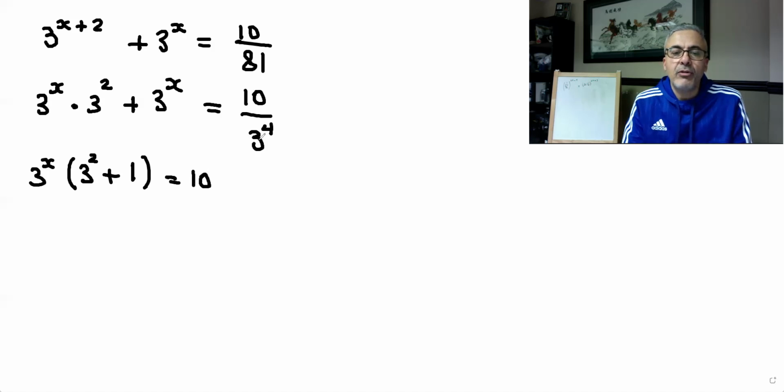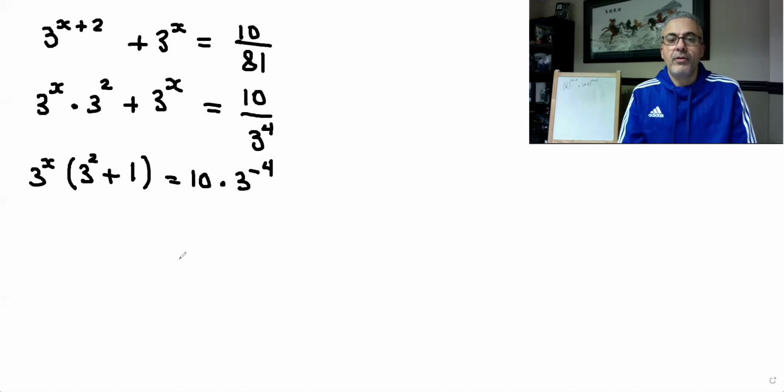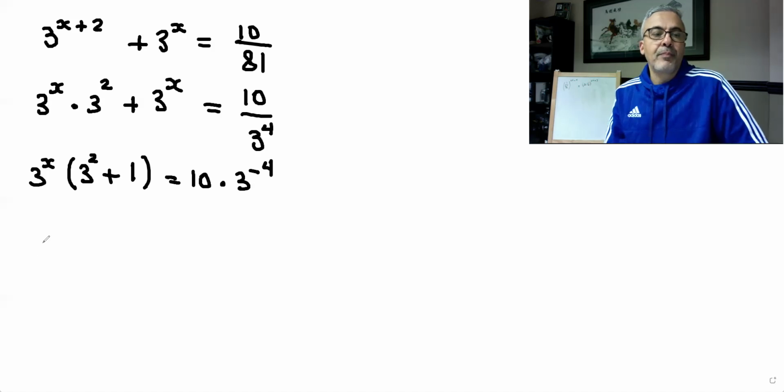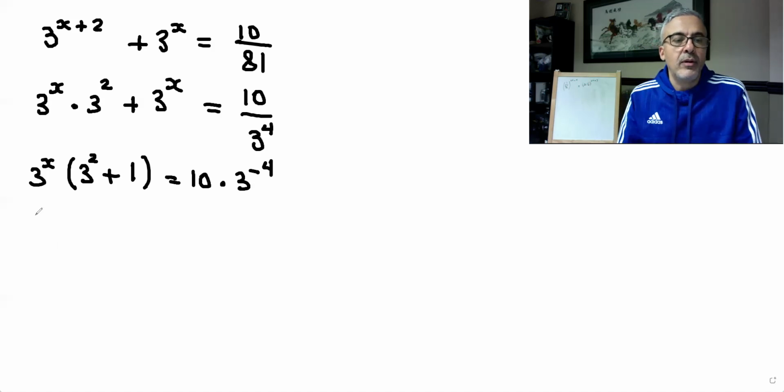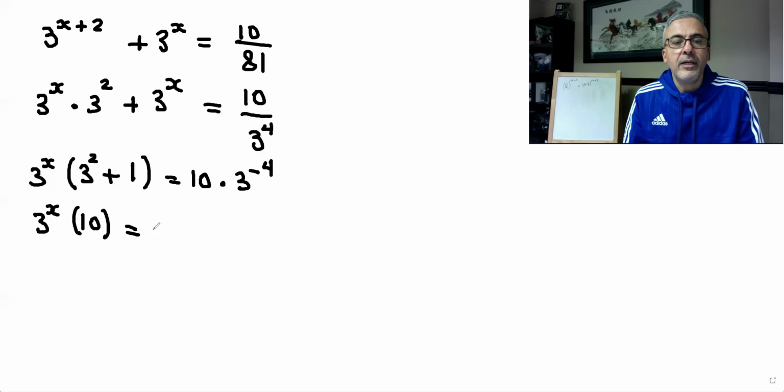And I'm going to bring 3 to the power of 4 to the top. And if I bring it to the top, it becomes negative 4. Now, at this stage, what I'm going to do, I'm going to say 3 to the x times 3 squared is 9 plus 1 is 10. So I'm going to have 10 here equals 10 times 3 to the negative 4.